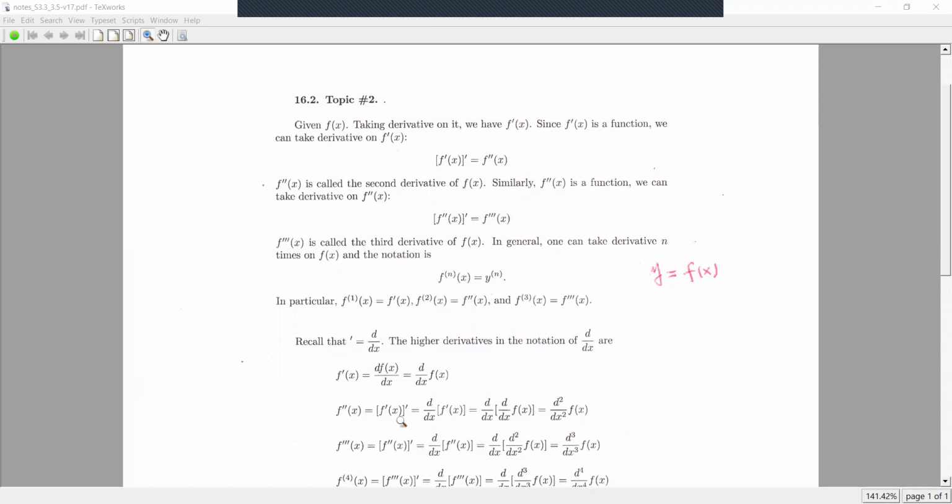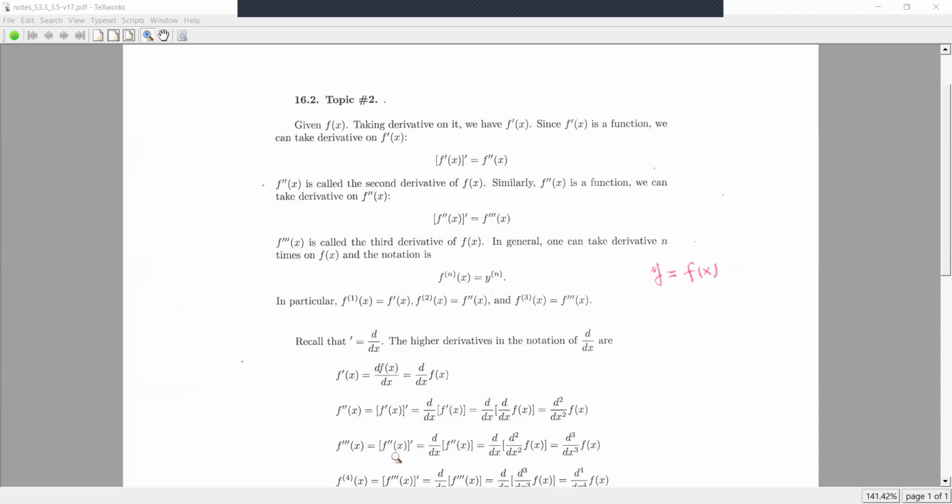Take the derivative again. Replace this prime by d over dx. Then replace f prime of x by this. Then we have this equation. d times d is d squared. dx times dx is dx squared. This is the notation for the second derivative.